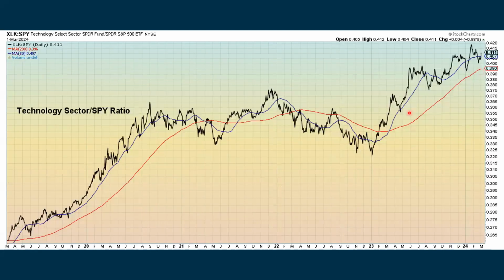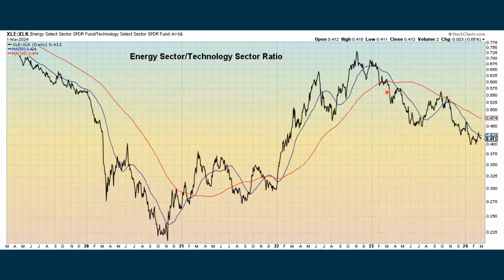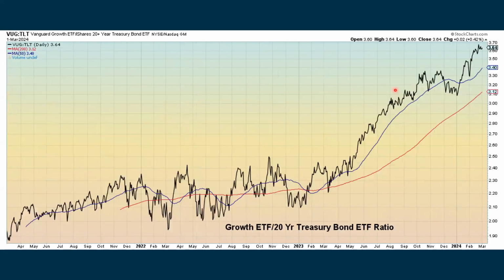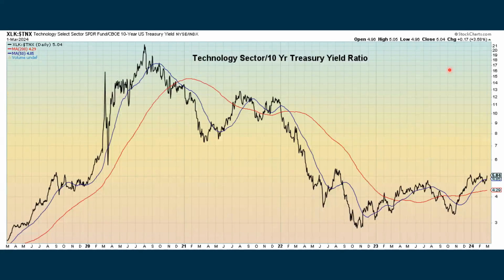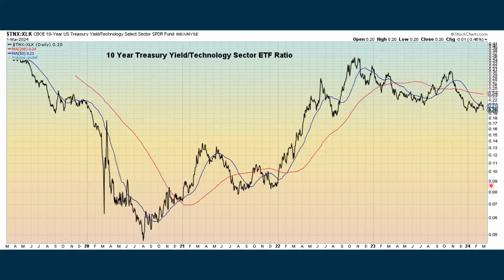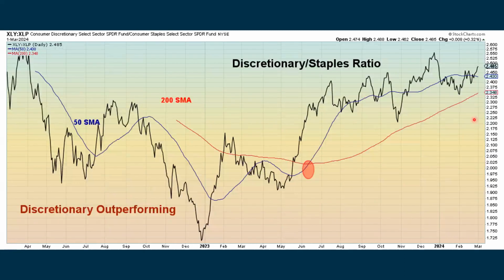And we do a ratio showing how the tech sector is outperforming the S&P. Energy is underperforming the tech sector. Energy did really well in 2022. It's been underperforming since the earlier part of 2023. And then this is growth stocks compared with the price of bonds, showing how growth stocks are outperforming. This is the tech sector compared to the 10-year yield, showing how the tech sector is outperforming. This is an inverse showing how interest rates are underperforming.